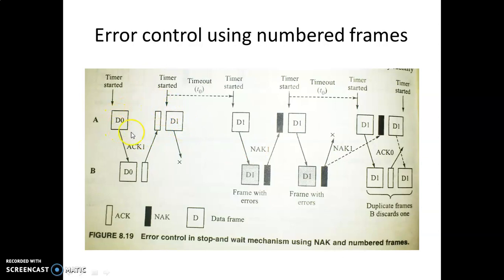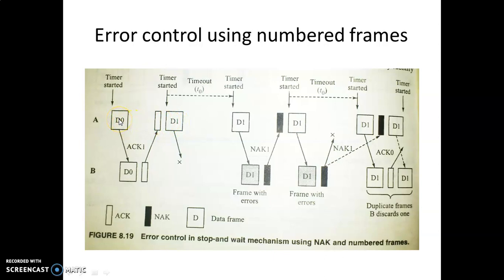It is because at a time only one frame is sent. So if you send one frame, it is okay to give two numbers. The first frame will be D0, the next frame will be D1, the next frame will be D0, and the next frame will be D1. Hopefully everybody has understood why there are only two numbers: because only one frame is sent at a time.